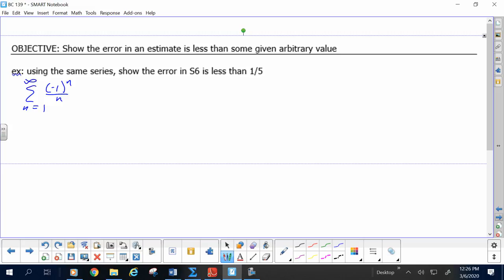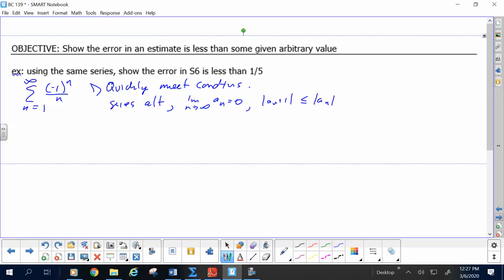You first quickly meet the conditions. Unfortunately, you have to do it, but you don't have to do it very thoroughly. So, for example, you would say this series alternates, the limit of the terms is 0, and what's the last condition for conditional convergence? The terms get smaller, the next term is less than or equal to the previous term, right?